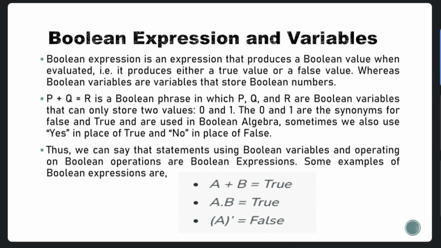Thus we can say that statements with Boolean variables operating on Boolean operations are Boolean expressions. Some examples of Boolean expressions are A plus B equals true, A is equal to true, A OR B equals false. So, we know which operation it is.